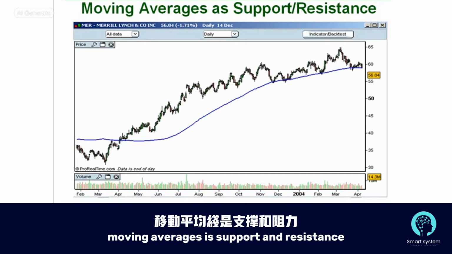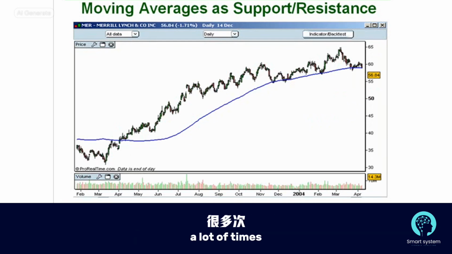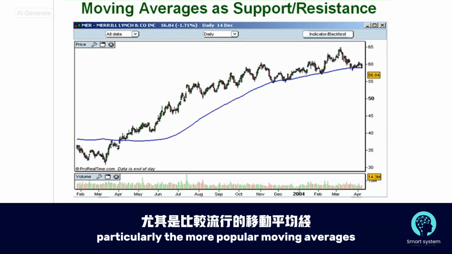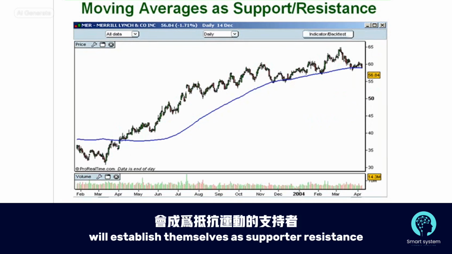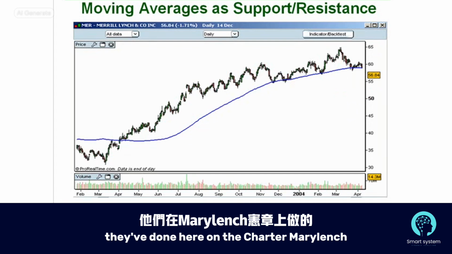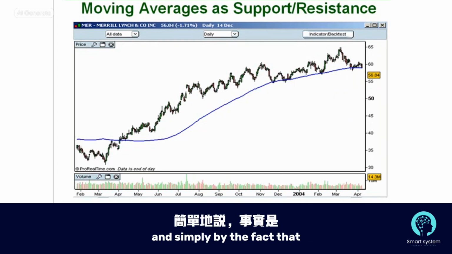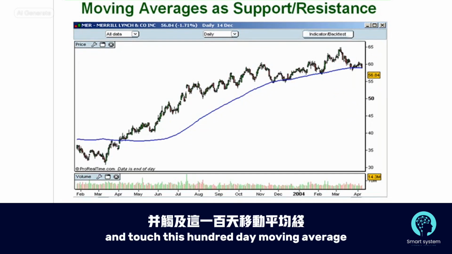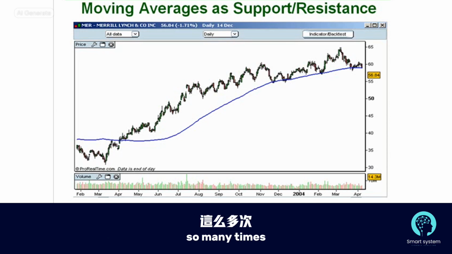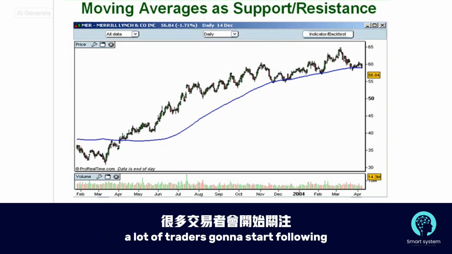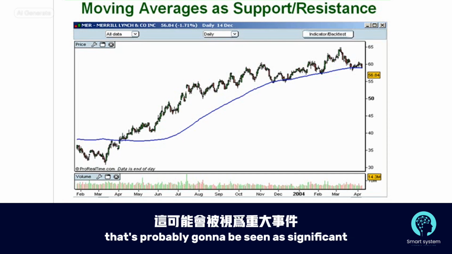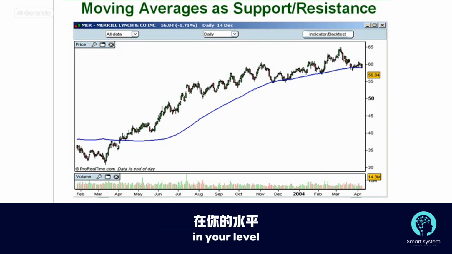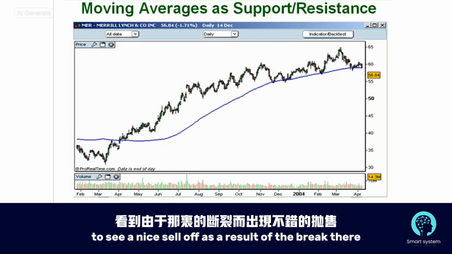Moving averages as support and resistance. A lot of times, particularly the more popular moving averages, the 50, the 100 and the 200-day moving averages, will establish themselves as support or resistance. They've done so here on the chart of Merrill Lynch, and simply by the fact that the stock has come down and touched this 100-day moving average so many times, a lot of traders are going to start following that moving average, and if it does break below, that's probably going to be seen as significant and you're likely to see a nice sell-off as a result of the break there.